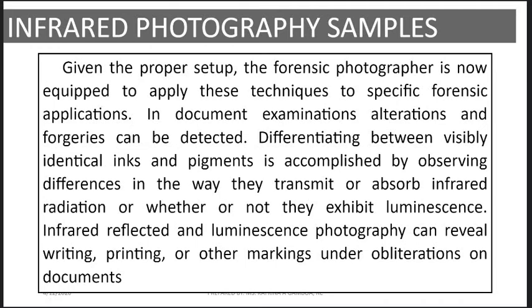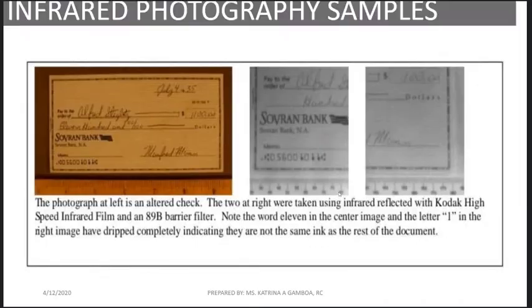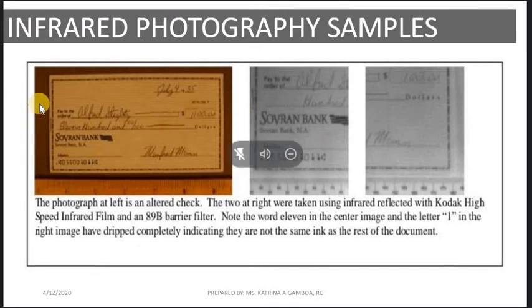What is the meaning of the word obliteration? Obliteration means binura. Binura mo on documents. Give you an example. The photograph at the left is an altered check. Ibig sabihin, pinalitan yung check niya or dinagdagan. The two at right were taken using infrared reflected with Kodak high-speed infrared film and an 89B barrier filter. Note, the word 11 in the center image and the letter I in the right image have dripped completely, indicating they are not the same ink as the rest of the document.